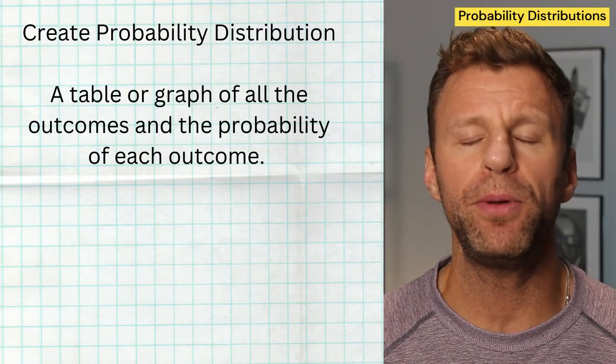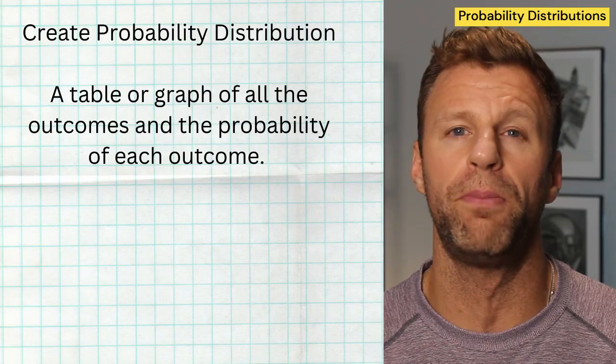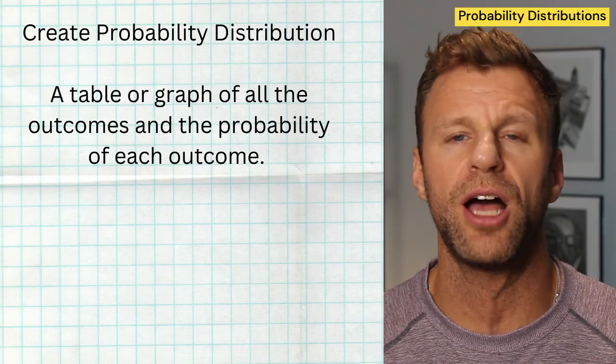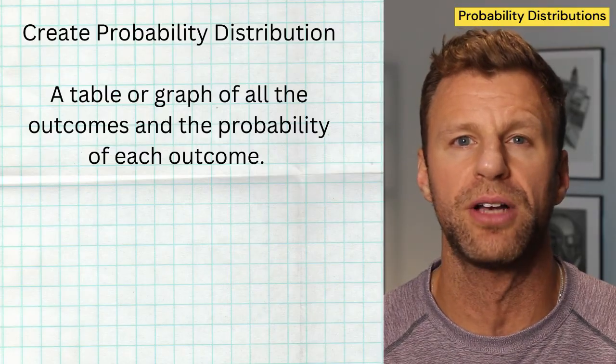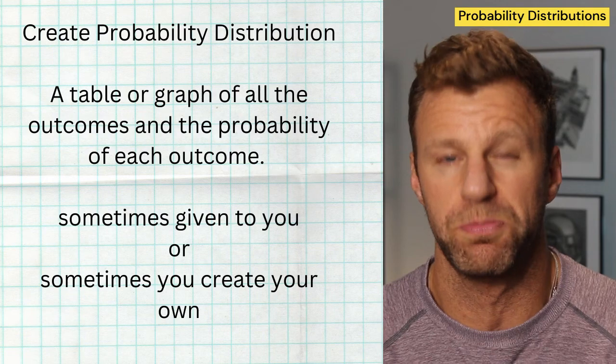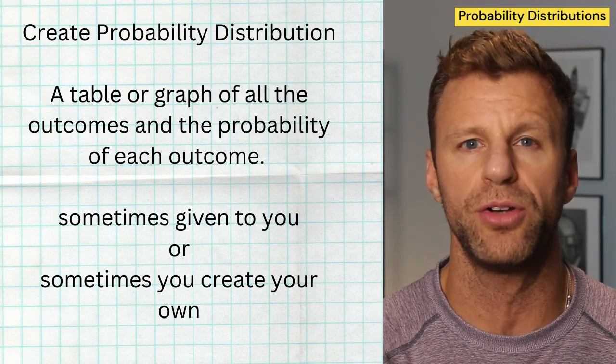as well. Now, the first thing that you have to know when it comes to discrete random variables is how to create or how to read a probability distribution. A probability distribution for a random variable X is simply a list of all of the possible outcomes, and underneath or next to each of those outcomes is the probability of those outcomes. Sometimes this table or graph could be given to you, which is best case scenario, but other times you're going to be asked to build it on your own.